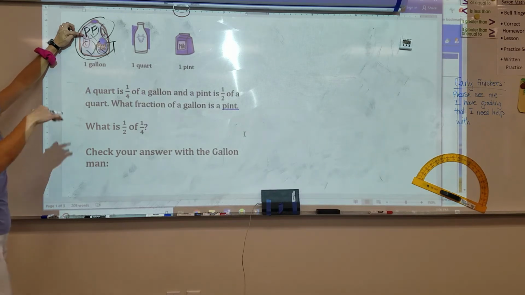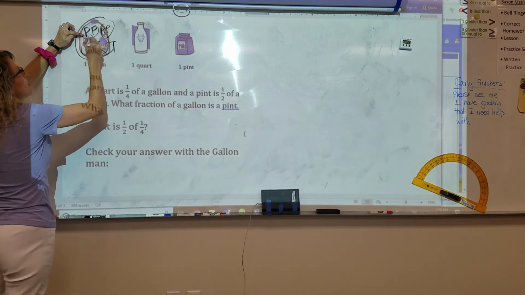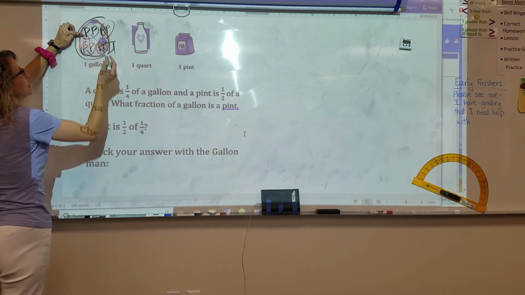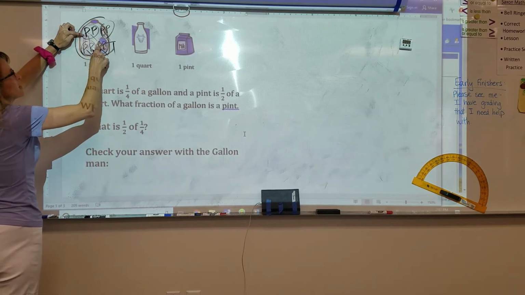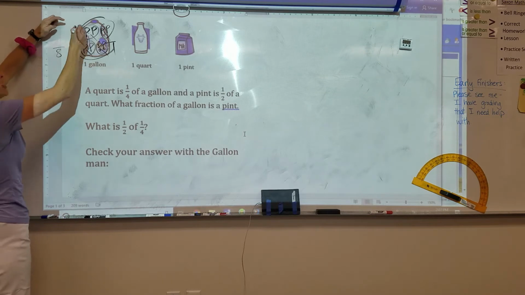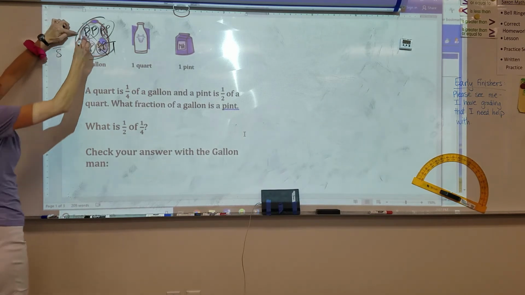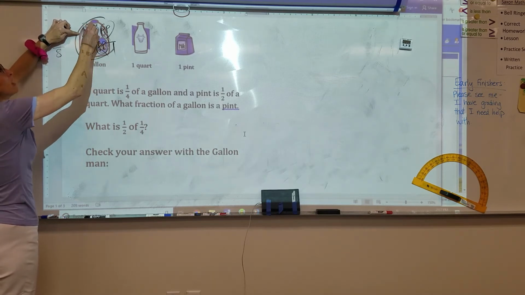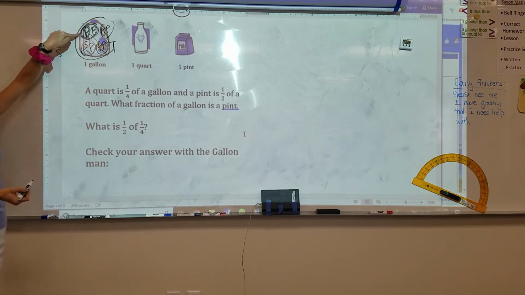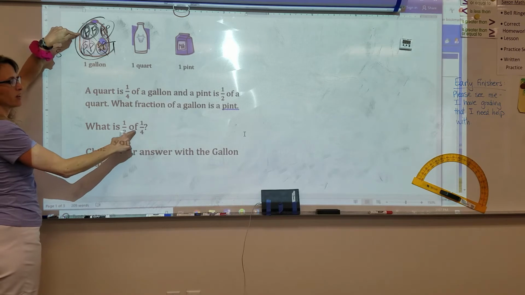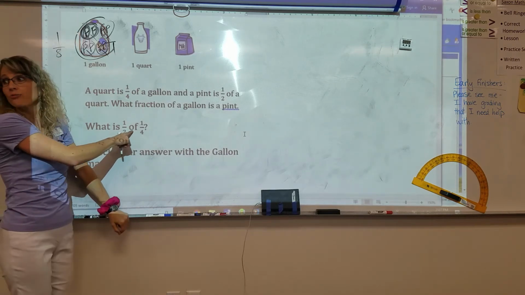So graphically, using the gallon man, I could ask how many pints total are in my gallon land? 1, 2, 3, 4, 5, 6, 7, 8. So there's 8 pints. I'm interested in one of them, so I got 1/8. Mathematically, I'm looking for what's 1/2 of 1/4? What's 1/2 of 1/4? Well, in math, of means times.